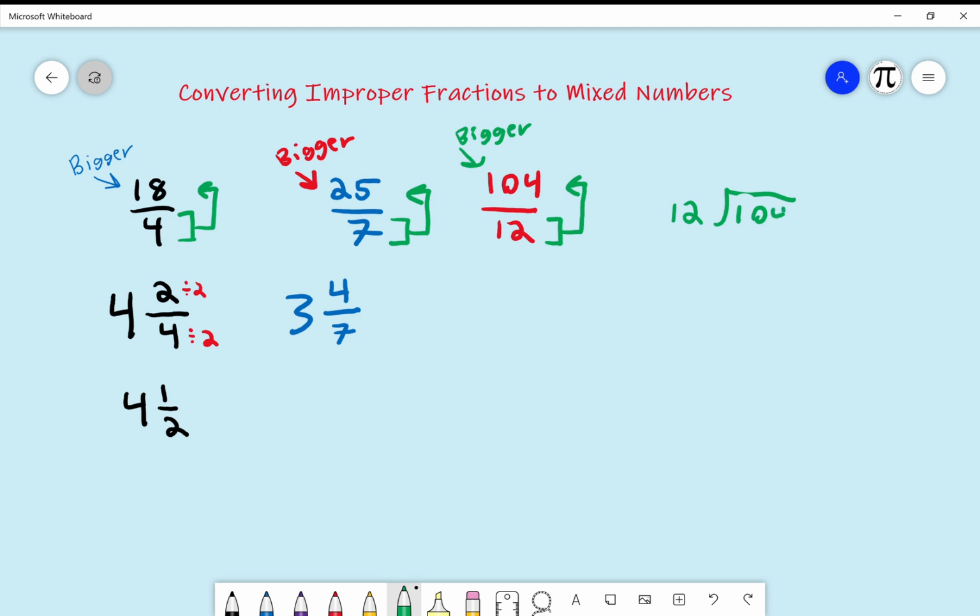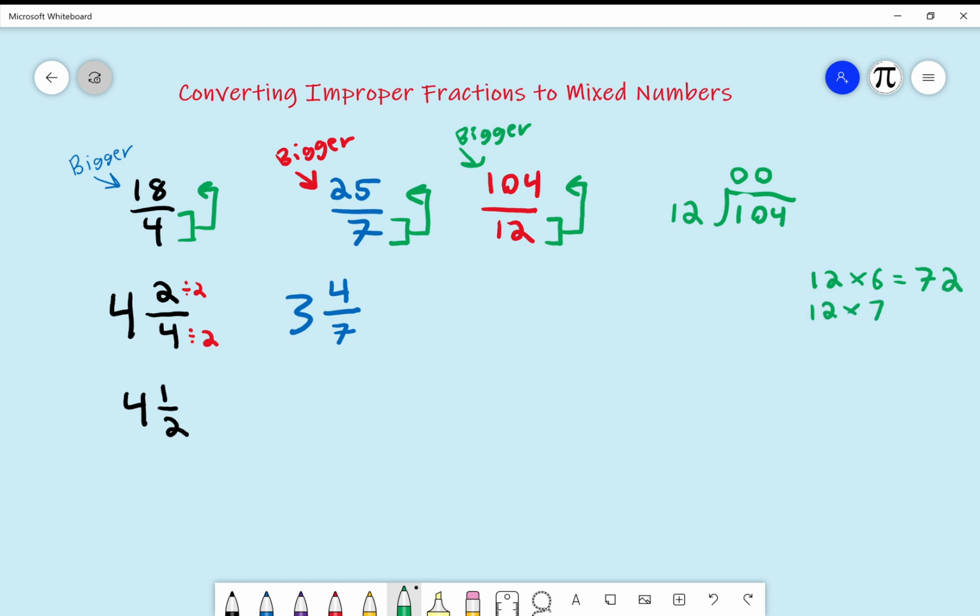12 into 104. Well, 12 doesn't go inside 1, so that's 0. 12 doesn't go inside 10, so that's 0. 12 obviously has to go inside 104. So again, here the secret is just knowing your times tables. Now I'm not going to start from 12 times 1, because 104 is a big number. Let's start from somewhere random. Let's go with 12 times 6. If I do 12 times 6, I get 72. That's way too small. Let's keep on going.